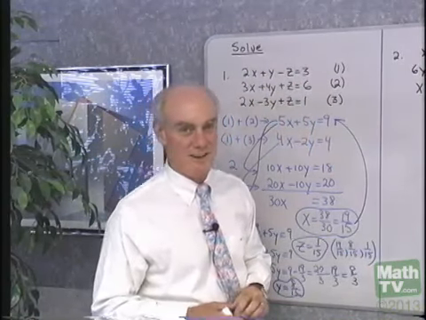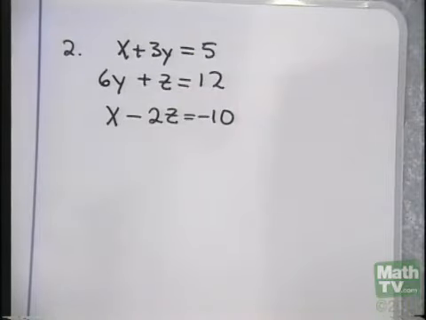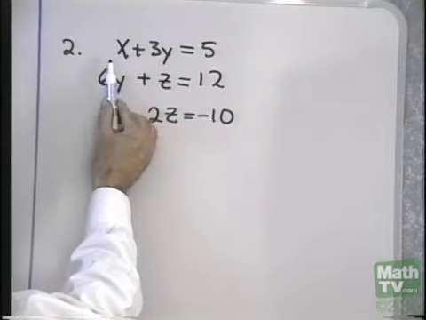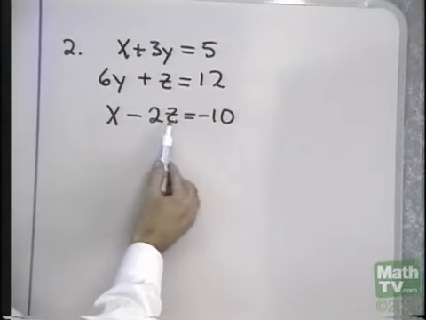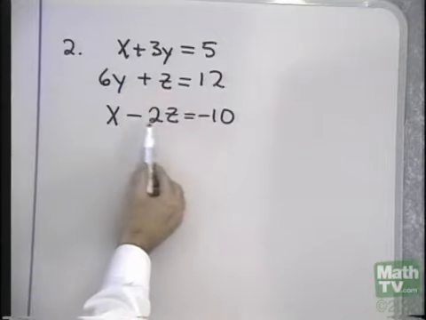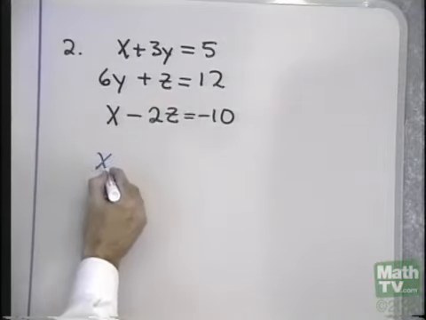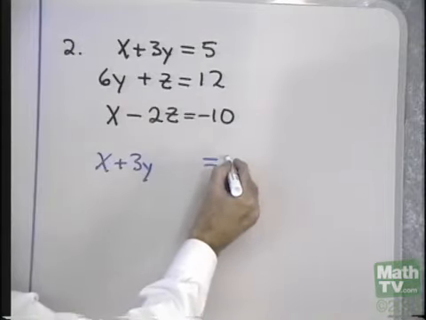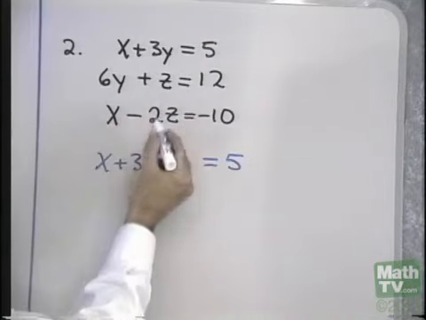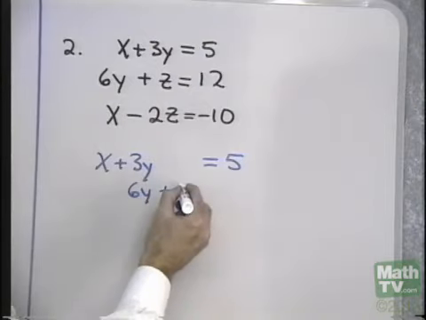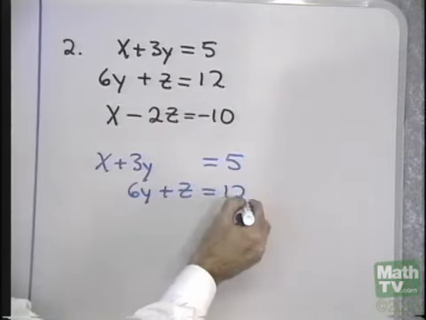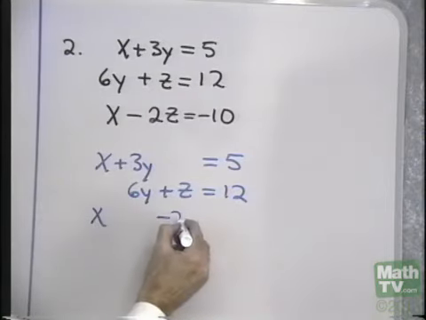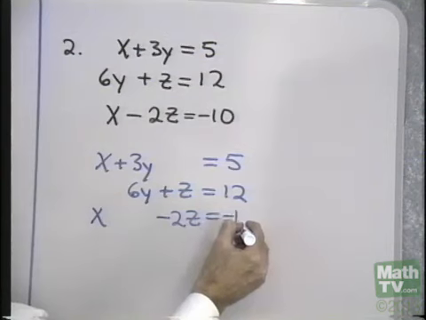Let's take a look at our next example. Notice in this system of equations right here, z has been eliminated from this equation. There's no x in this one, and there's no y in this one. I think it's easiest to solve the system if we rewrite it this way. X plus 3y, then we'll leave room for where z goes, is equal to 5. 6y plus z is equal to 12. And then x minus 2z is equal to negative 10.